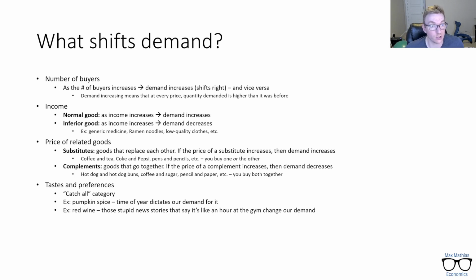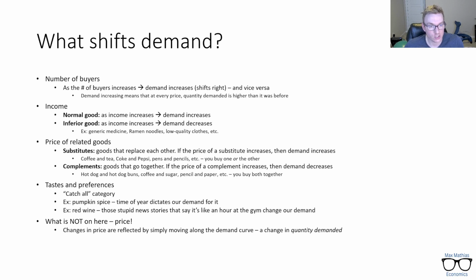Obviously, this is not an inclusive list. There are a lot of other things, but these are four big broad categories that, if you're in a microeconomics class, you can probably put it into one of these when a professor asks you. What's important here is that price is not something that shifts demand, right? Why is that? Well, changes in price are simply reflected by moving along the demand curve, right? So a change in quantity demanded.